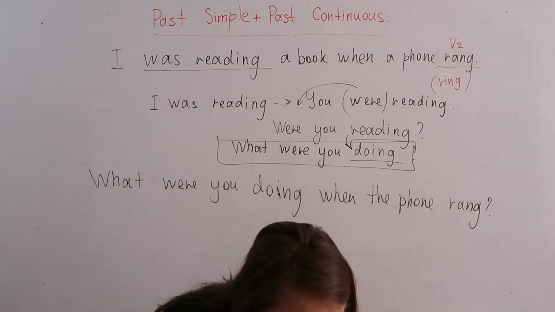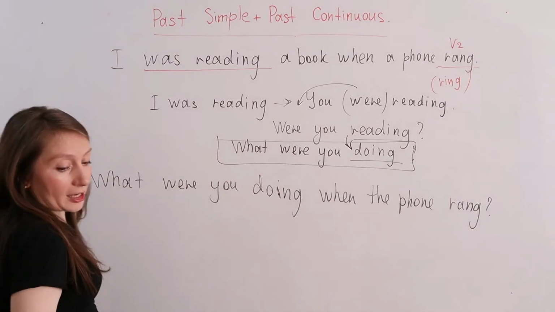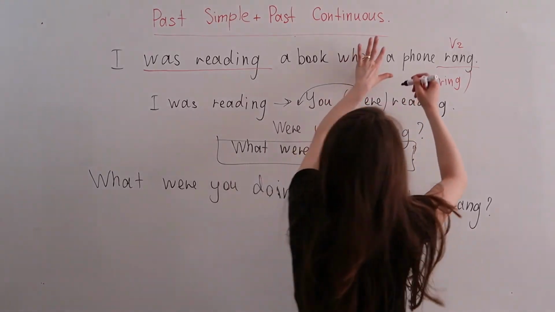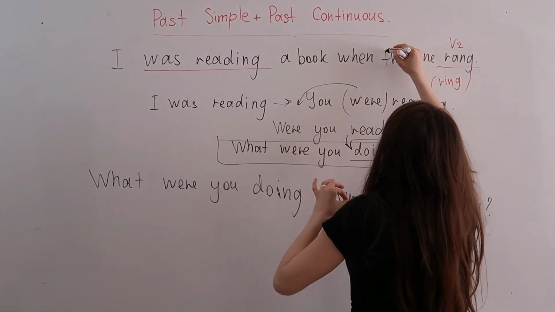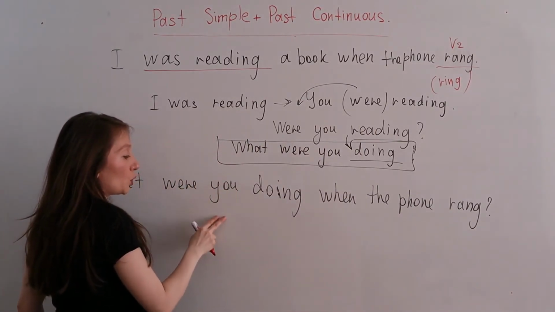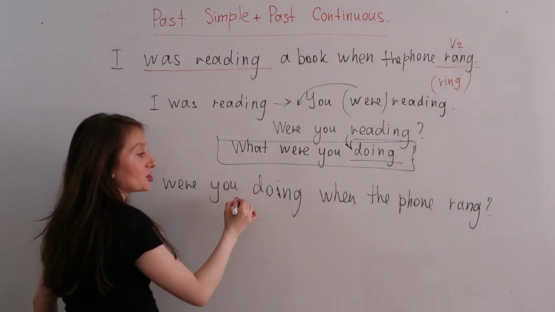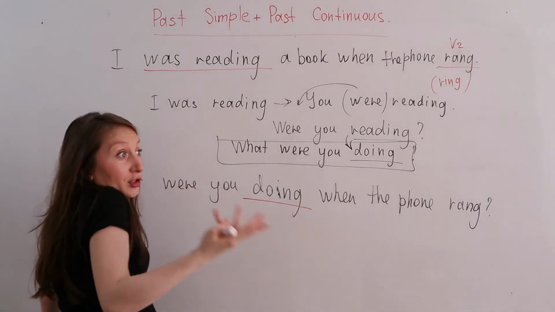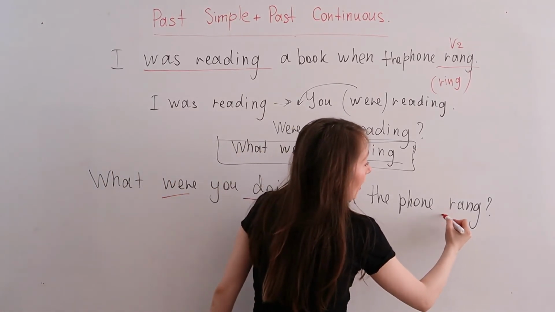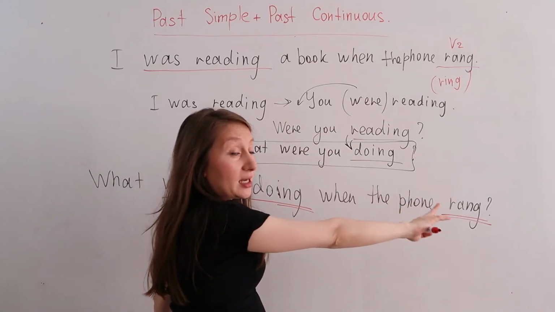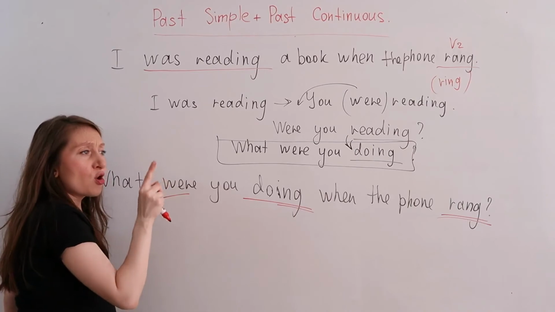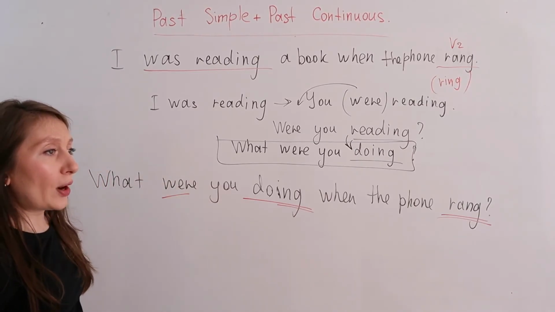Right? What did I change here? So I changed here the verb. So the construction for the question of past continuous is the same. I just changed the verb because I'm asking what he was doing, right? What were you doing when the phone rang? This stays the same. It doesn't change because I'm asking about this process. What were you doing when the phone rang?